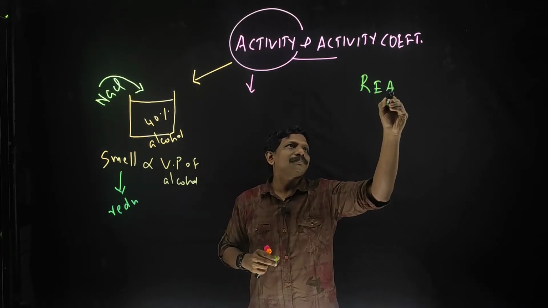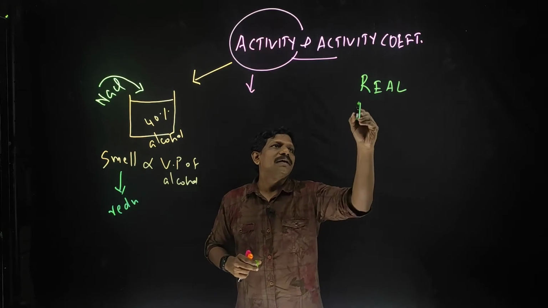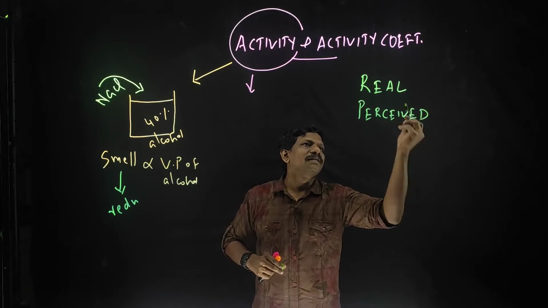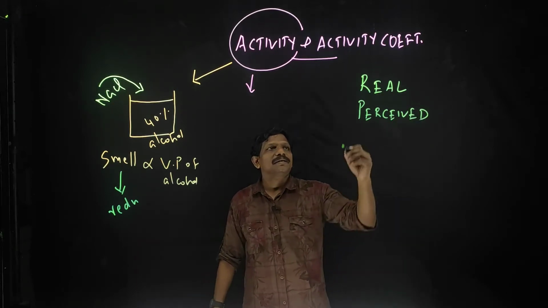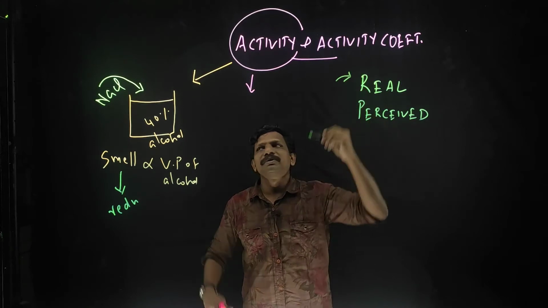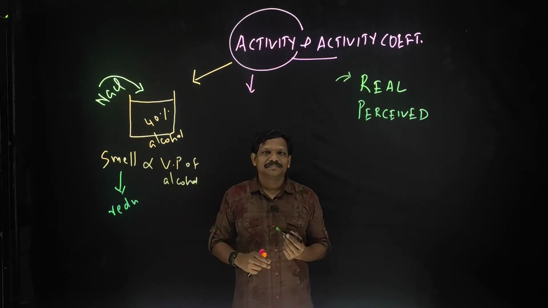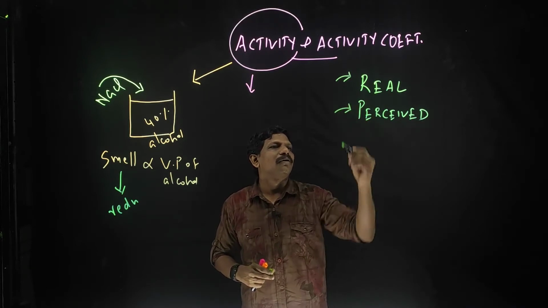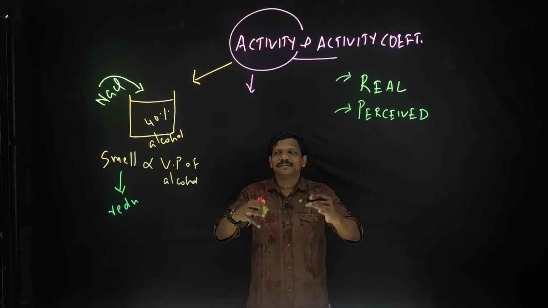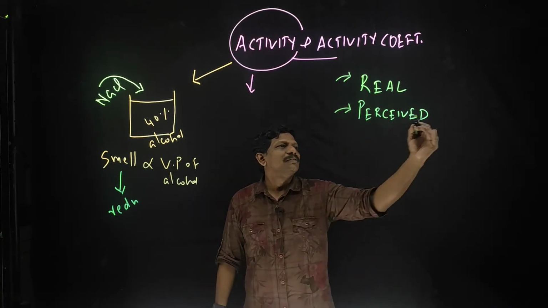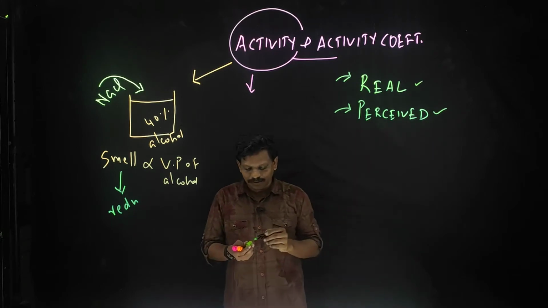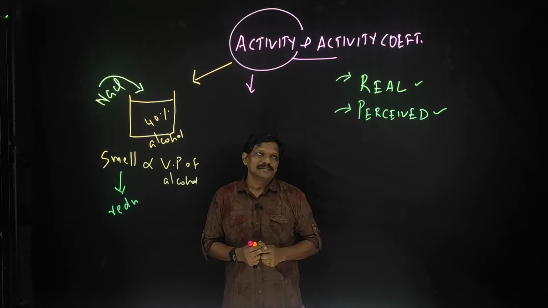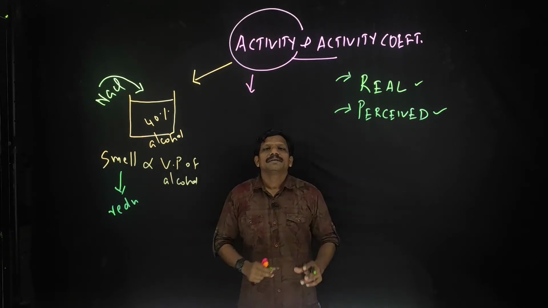When you are talking about concentrations, one is called the real concentration, and the other is called the perceived concentration. Real concentration means before adding NaCl. After adding NaCl, the concentration of alcohol, we feel that it is decreased. That is known as the perceived concentration. So we are now entering the field of perceived concentration. That's a very important concept.